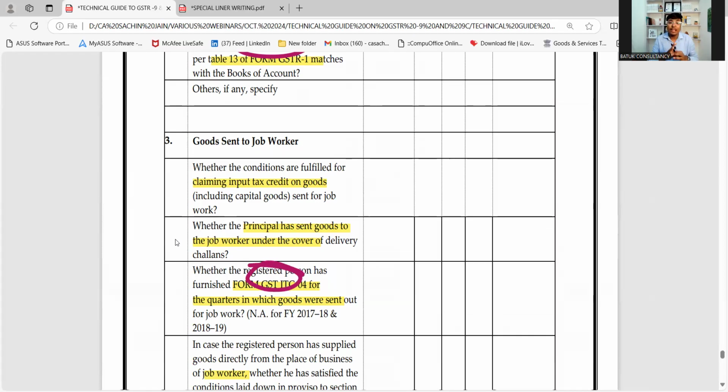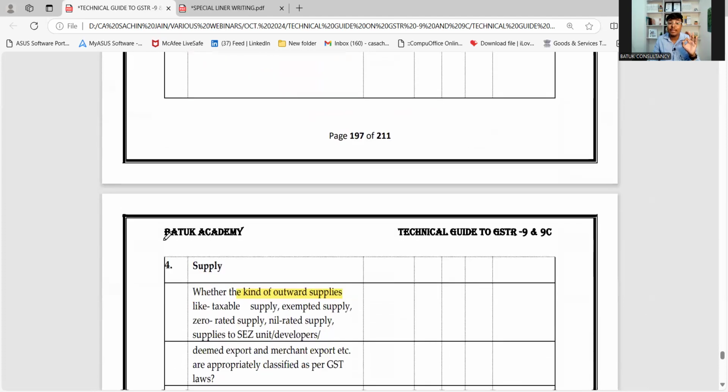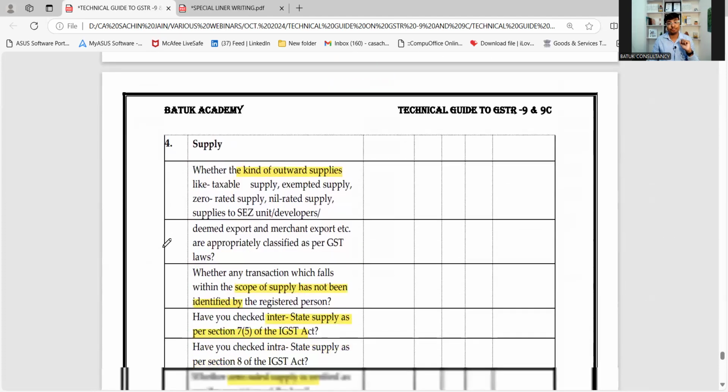There may be a situation when the goods have been directly sent from the job worker place for sale. Whether that type of scenario is there or not, and in that scenario, what type of mechanism that person is going to follow. If there is any job work and the goods have been returned, in such a situation what was the mechanism that was followed by the taxpayer, that type of thing we just need to ensure.